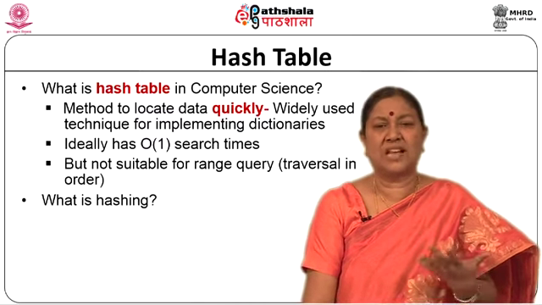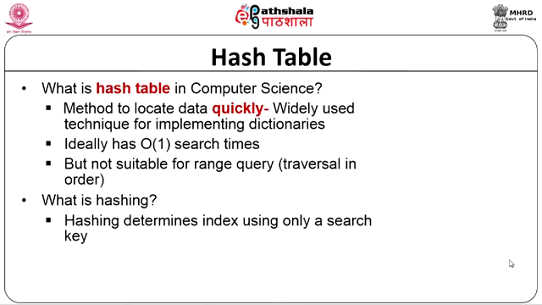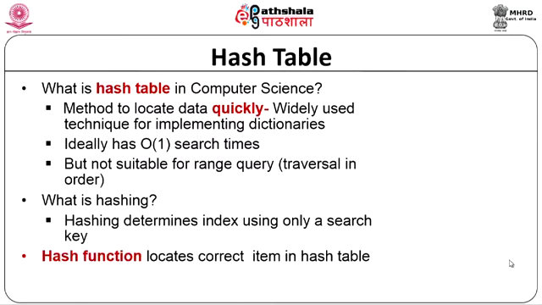So, what is this hashing? Though we have discussed it a little bit in the previous module, hashing determines the index using only a search key. So, hashing uses an index of a search key, and the hash function locates the correct item in the hash table. We are now going to talk about this hash function. What is the function of the hash function? I mean, the hash function locates for you the correct item in the hash table. So, we normally say it maps or hashes to the entry, the value.